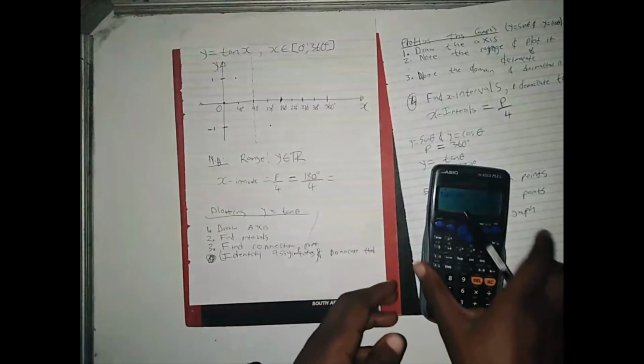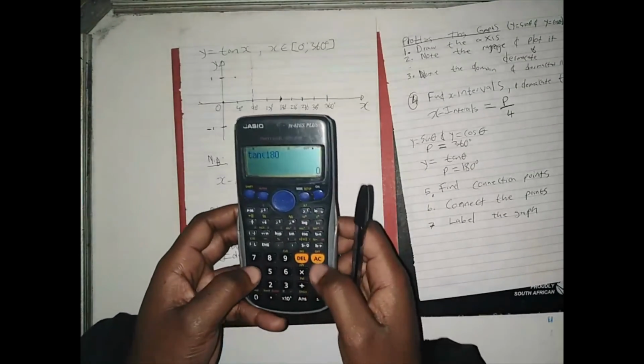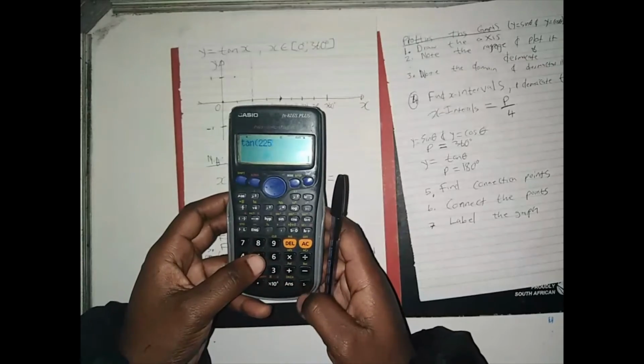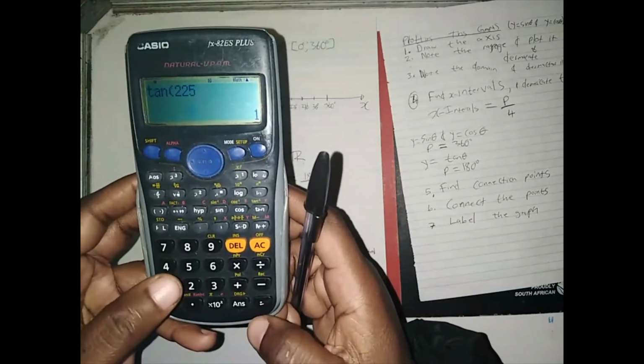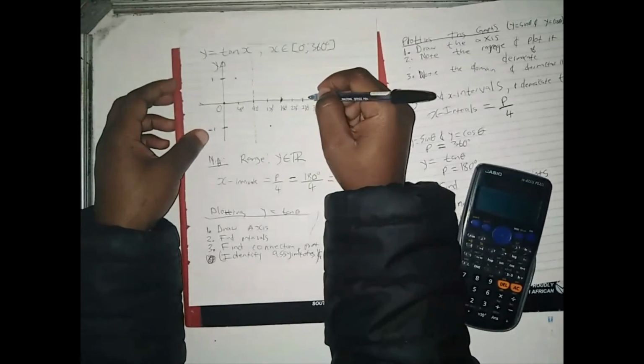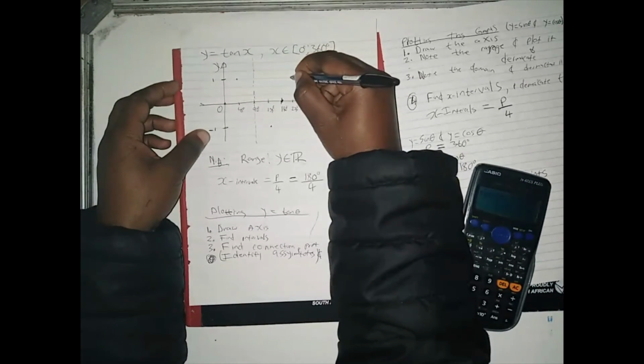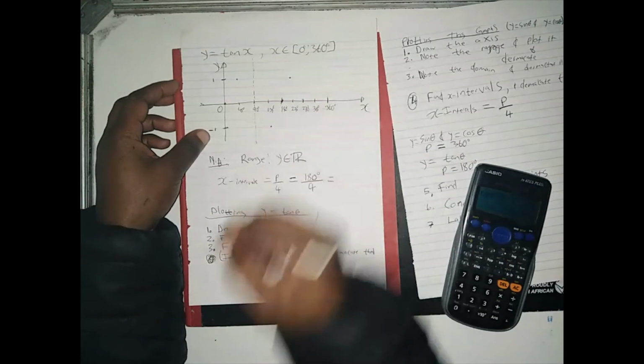Okay, the next one is 225. So tan 225, what do we get? We get 1. Okay, tan 225 degrees. So where is this 225 degrees? There is 1. So 1 is here. Let's put it here. Okay.